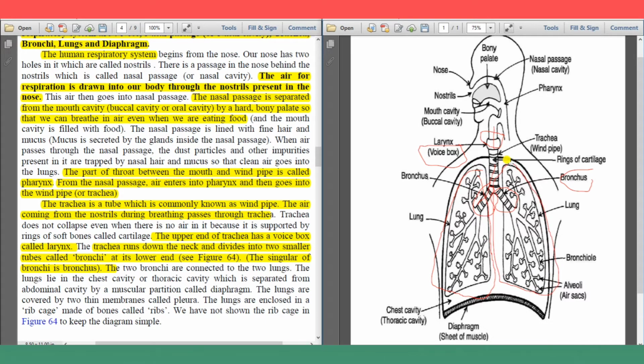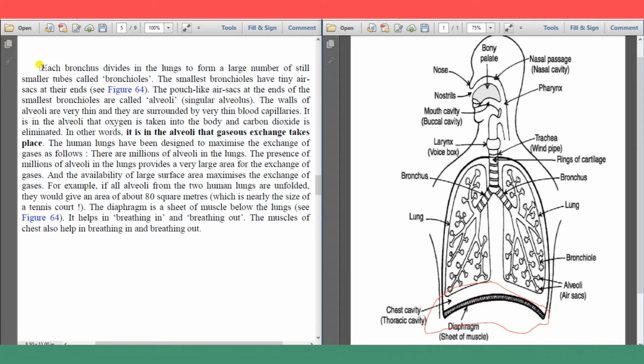All the organs of our respiratory system, that means lungs, the windpipe and bronchi, everything is separated by the diaphragm. The diaphragm is basically a sheet of muscle. This diaphragm separates the respiratory system from the abdominal system or stomach. Then each of the two bronchi divides into branches, and these branches are called bronchioles. The smallest bronchioles have tiny air sacs at their edges. These air sacs are called alveoli.